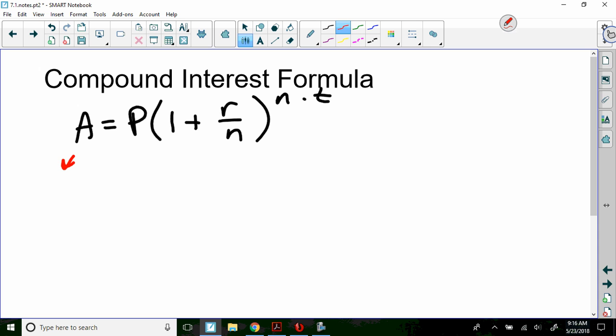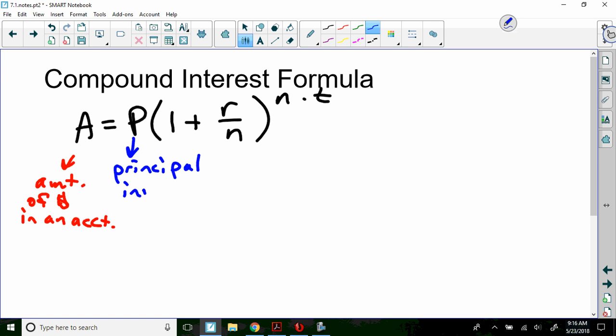So A is the amount of money in an account. Maybe you were gifted $1,000 and you don't want to blow it. So you go to the bank and you're like, bank, I know if I put my money in you, you'll make money for me. That's how banks work. P is principal. It's the investment amount, how much money you're going to take to the bank and deposit on day one.